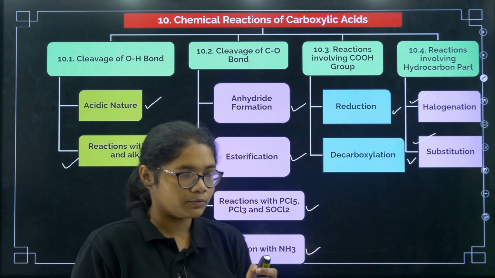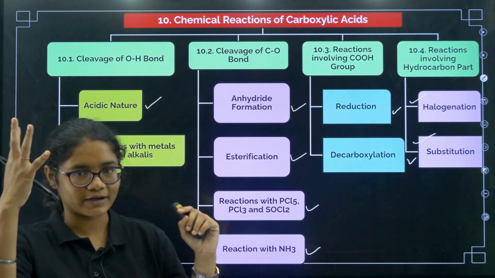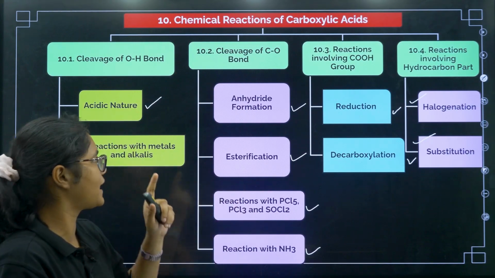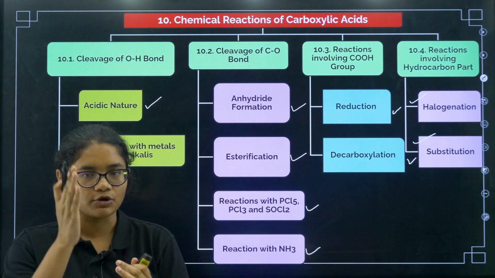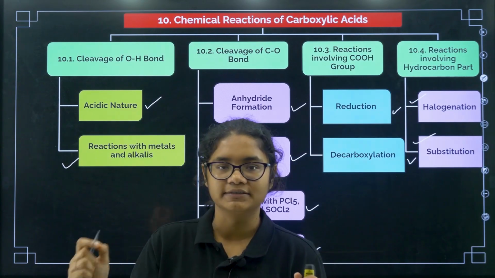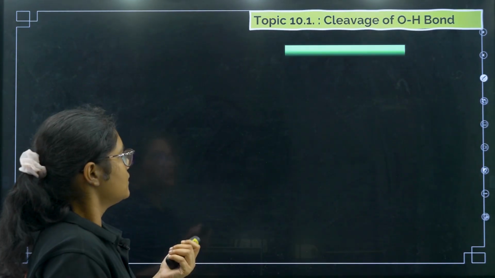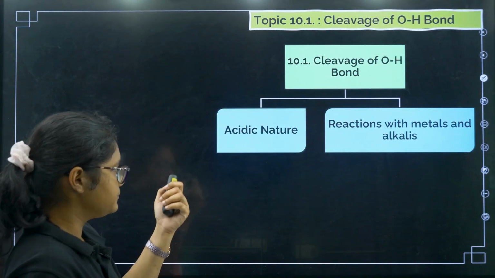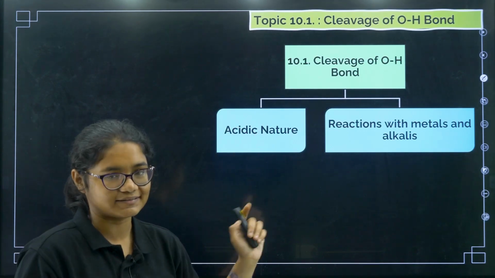Okay, so there are 4 categories. We'll go one by one. The first one is the cleavage of the OH bond. Under that, what are we going to discuss? Acidity and reactions with metals. So for the cleavage of the OH bond, first we'll talk about the acidic nature.